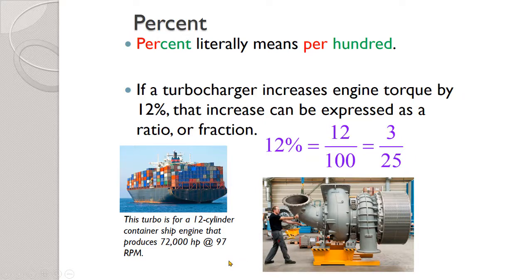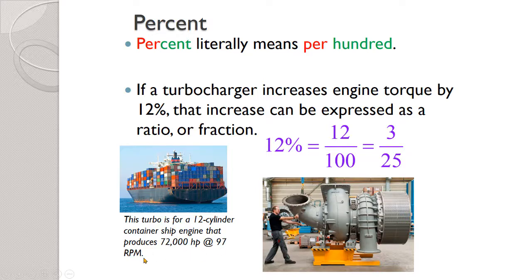And just as an interesting side note, as long as we're talking about torque, I found an interesting picture of a turbocharger there. That's a turbocharger off of a shipping barge. It's huge. And as a point of reference, the turbocharger on the 12-cylinder engine in a big ocean shipping barge like that one, the engine produces 72,000 horsepower at just 97 RPM.